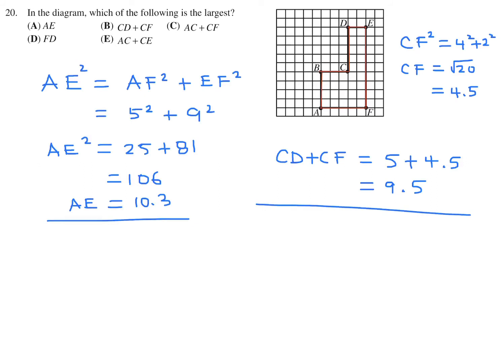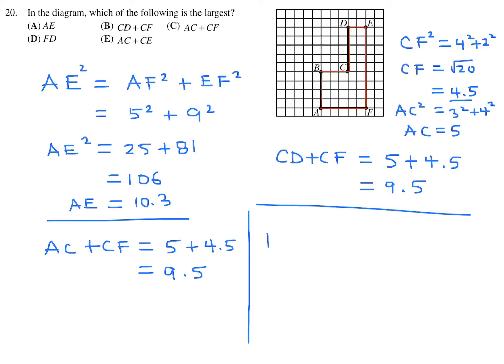Let's keep going here. The next one, we have AC plus CF. AC is, again, another Pythagorean theorem. AC squared looks like 3 squared plus 4 squared. Okay, so that's just the 3, 4, 5 triangle. So AC is 5. And CF, well, we got up here. Okay, good. I don't have to do that again. And therefore, this is 9.5.